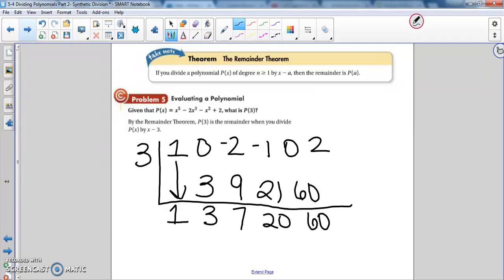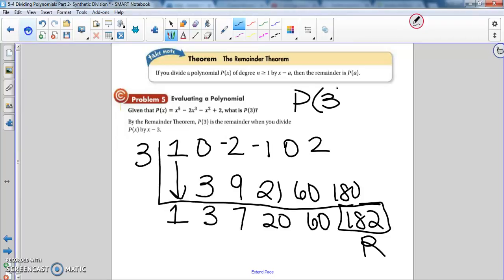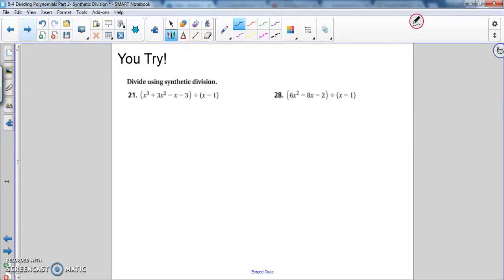And 60 times 3 is 180. 2 plus 180 is 182. This last number is always my remainder. Therefore, P of 3 is equal to 182. If you would like to check, you can go ahead and take 3 and replace it for all of the x's shown and evaluate. Now you guys try these examples on your own.